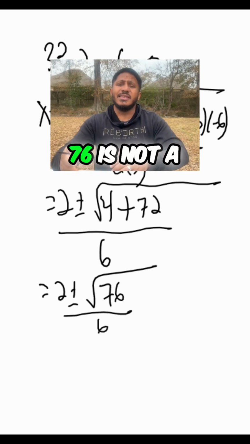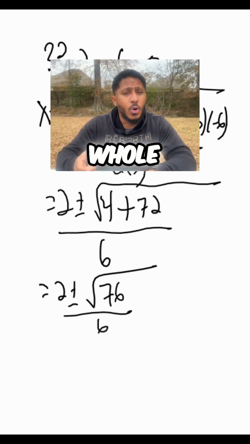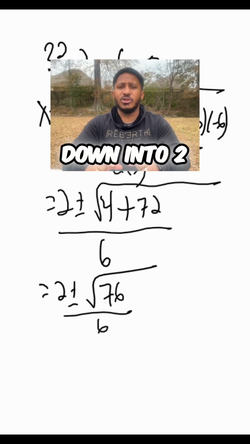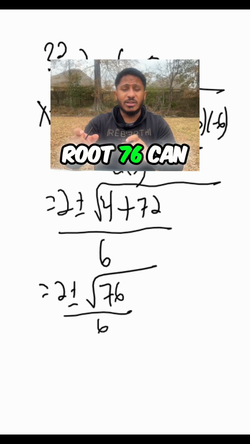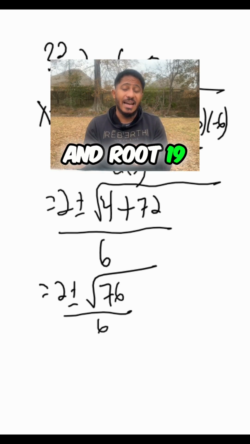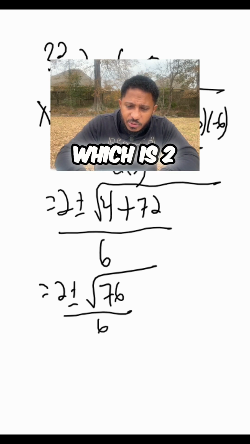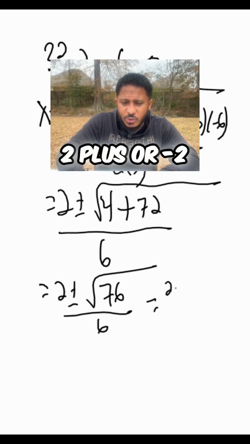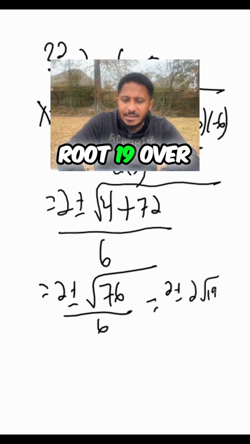Now, the square root of 76 is not a whole number, but we can break root 76 down into 2 different factors. Root 76 can be written as root 4 times root 19. And I do know the square root of 4 is 2. So simplifying that radical, we get 2 plus or minus 2 root 19 over 6.